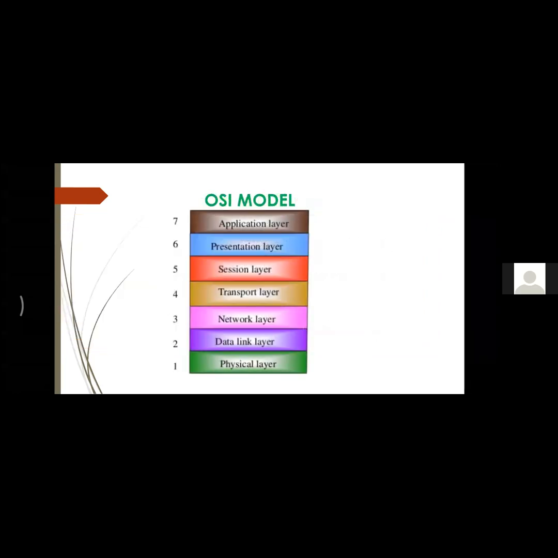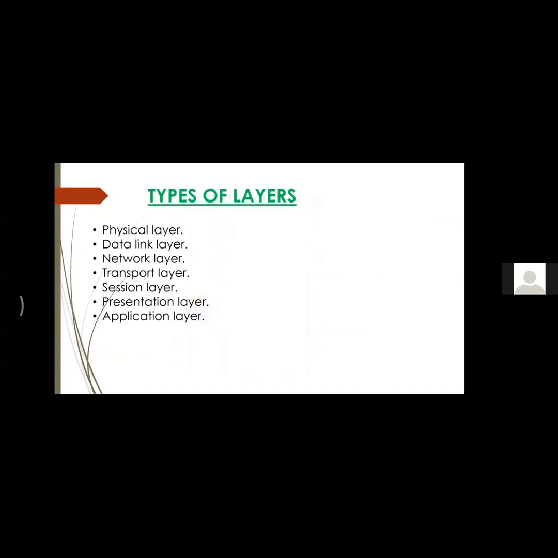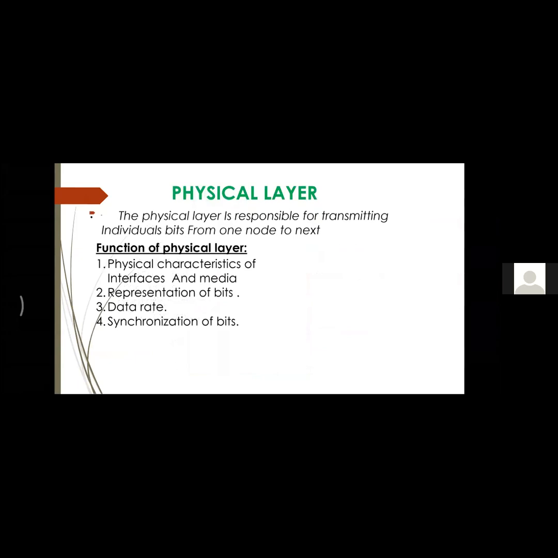There are seven layers in the OSI model: application, presentation, session, transport, network, data link, and physical layer. Types of layers, in order: physical layer, data link layer, network layer, transport layer, session layer, presentation layer, application layer. What is the physical layer? The physical layer is responsible for transmitting individual bits from one node to the next. Its functions: physical characteristics of interface and media, representation of bits, data rates, synchronization of bits, etc.